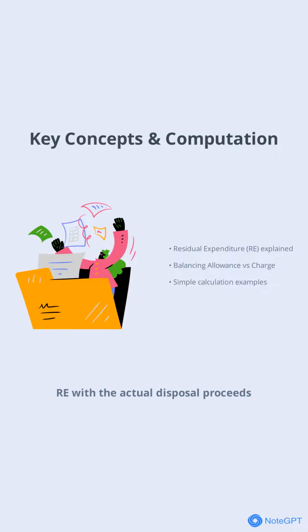If the disposal proceeds are less than the RE, a balancing allowance arises, allowing the business to claim the difference as a deduction. Conversely, if the proceeds exceed the RE, a balancing charge is triggered and the excess is added to taxable income. For example, if an asset's RE is RM50000 and it's sold for RM40000, the business can claim a RM10000 deduction. If sold for RM60000, RM10000 is added to taxable income.